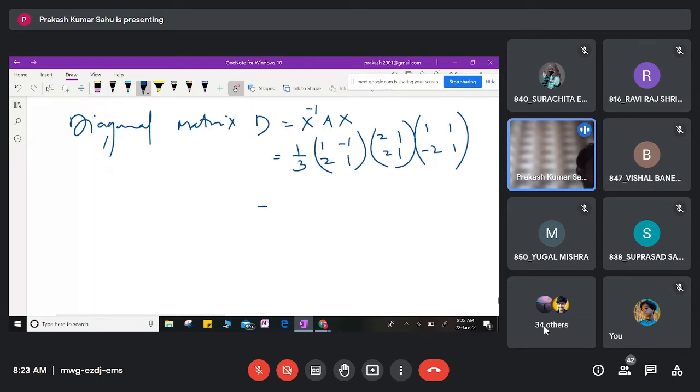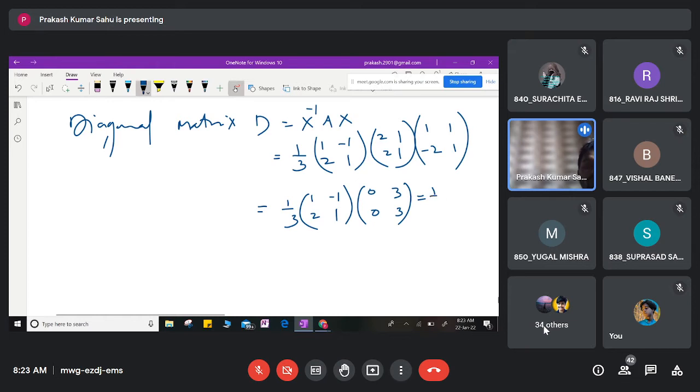So now if you multiply this matrix, what will come? First multiply these two. 1 by 3, 1 minus 1 2 1, keep this. Multiplying these two, what will happen? 2 minus 2 0. Then 2 plus 1 3. Then this will be 0, this will be 3. So again multiply these two.